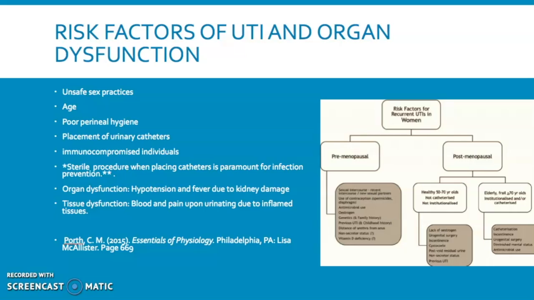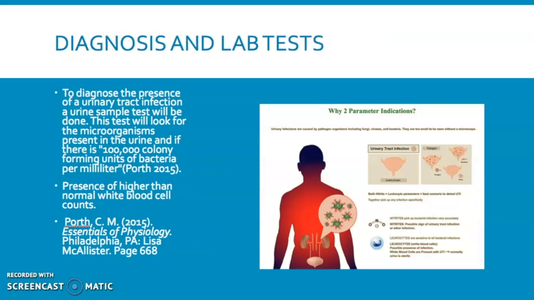Organ dysfunction, this is going to be where your pyelonephritis comes in, which is going to turn into hypotension because your body's working harder and your blood is going to be circulating through the kidneys trying to break this infection out. So with hypotension, you're going to be feeling much more lethargic, and that's going to cause much worse effects all over your body. And then tissue dysfunction is going to be blood and pain upon urinating, just because these inflamed tissues are going through so much trauma, and that can cause micro tears in the cells. So you need to be very aware that these are something that can happen in the event of a UTI.